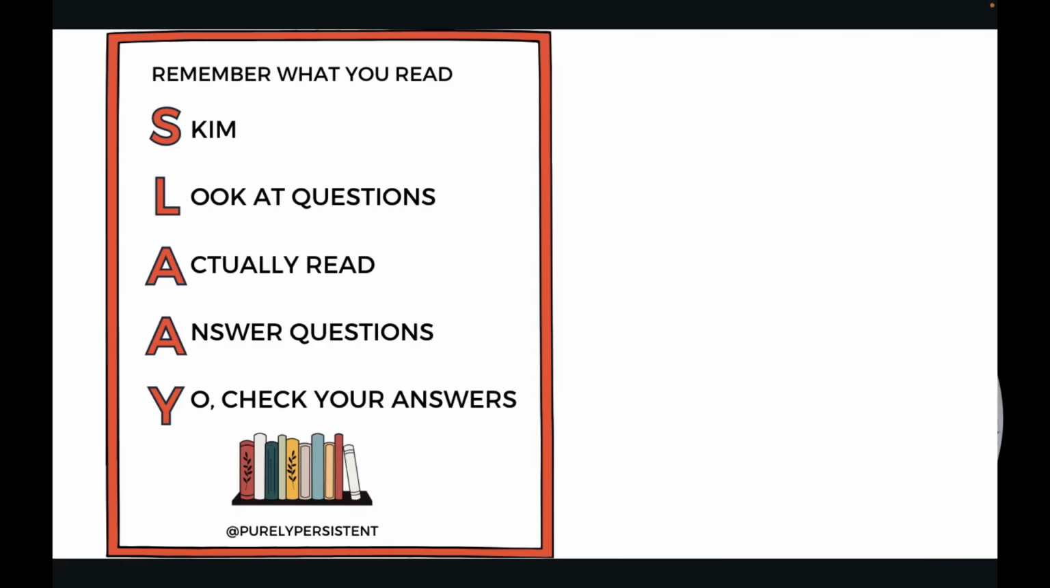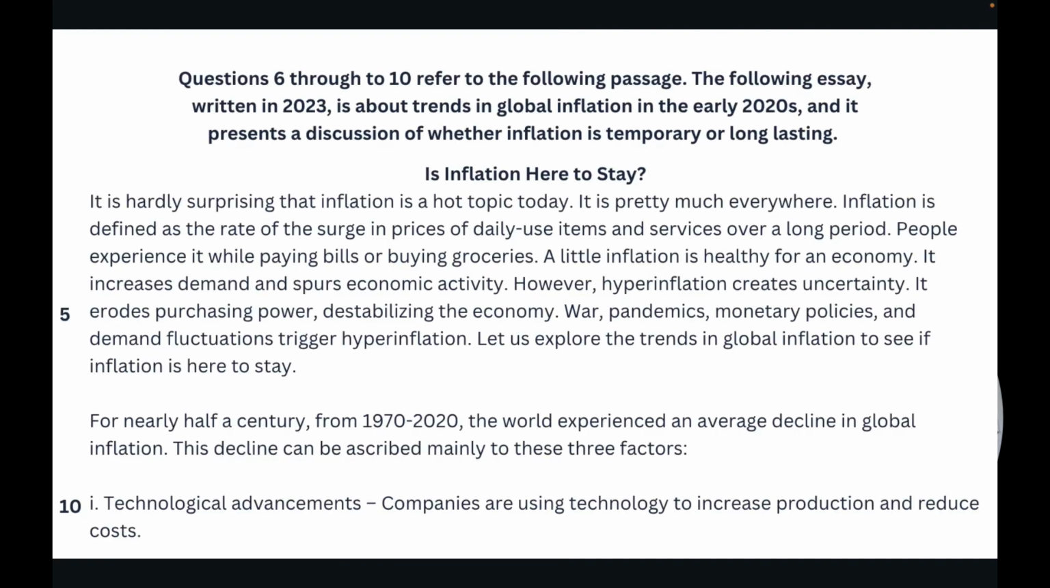Okay, so the first thing we'll do is skim. So I like to start with this right here. The following essay, written in 2023, is about trends in global inflation in the early 2020s, and it presents a discussion of whether inflation is temporary or long-lasting. Is inflation here to stay?